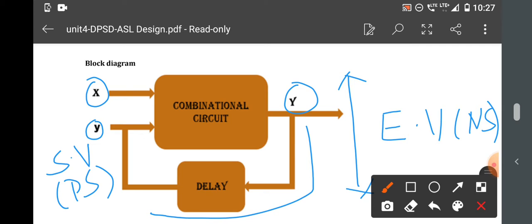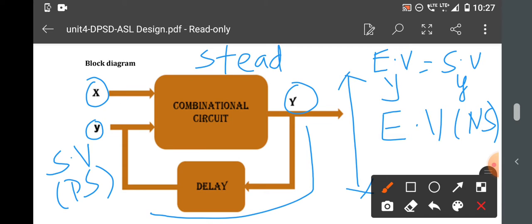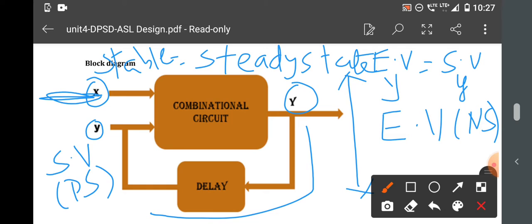So there is no clock pulse involved in the system. When the excitation variable capital Y is equal to the secondary variable small y, we assume that the circuit is in a stable, steady state. This means that the circuit is stable. When the circuit is stable, whatever changes we produce in the input variable, we take the output.